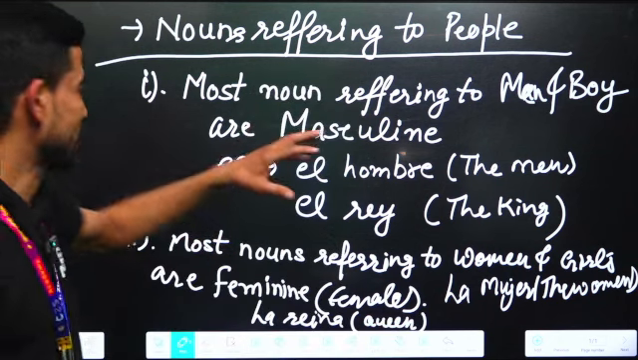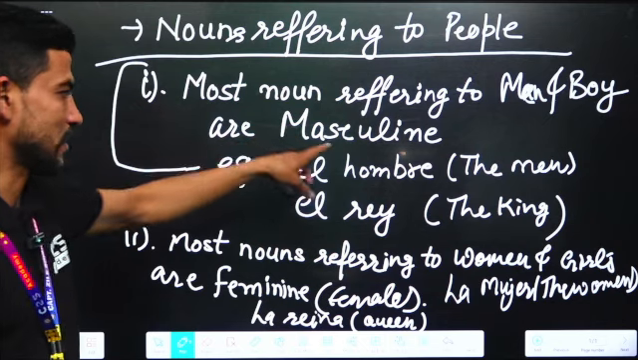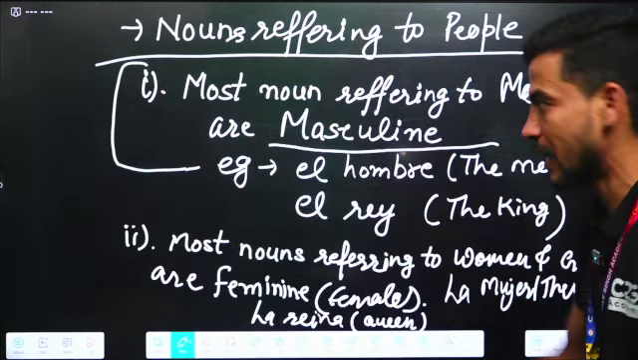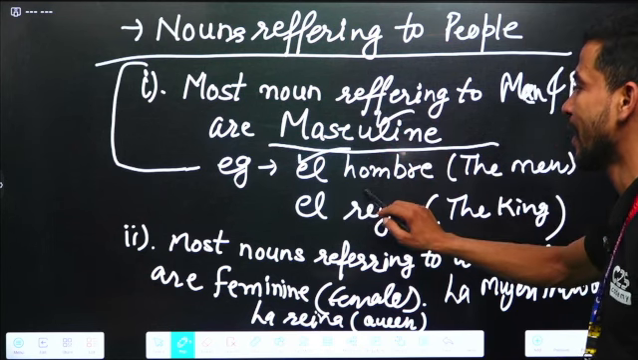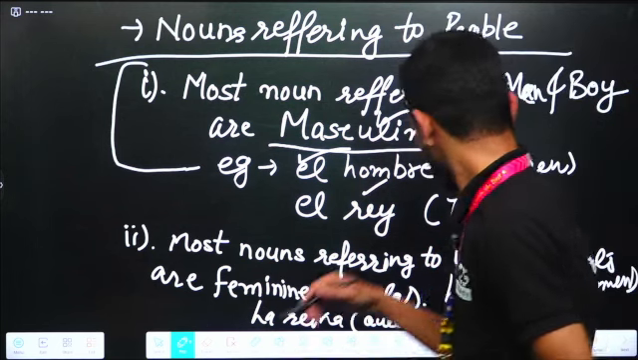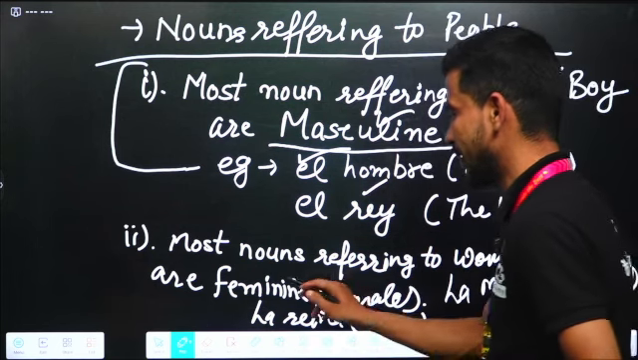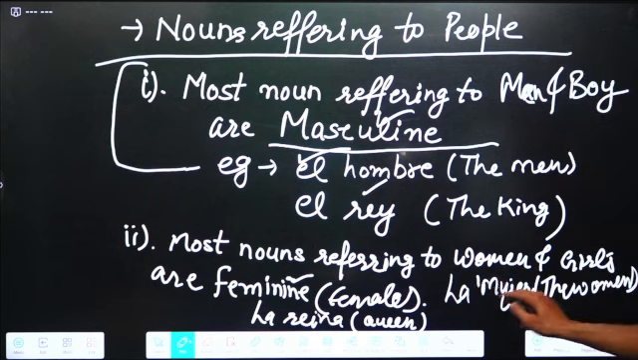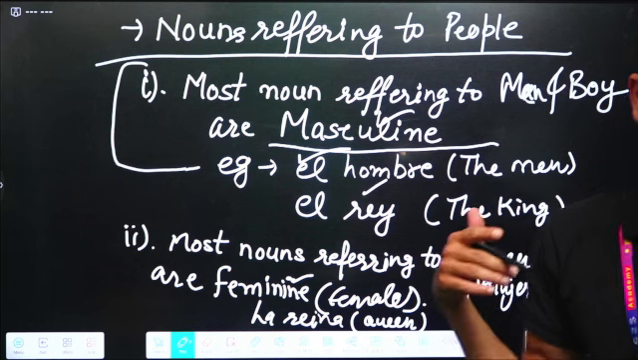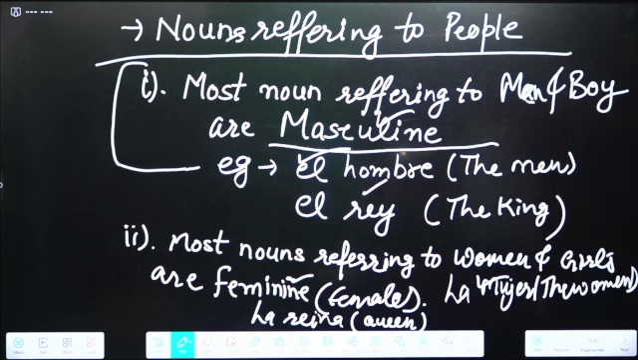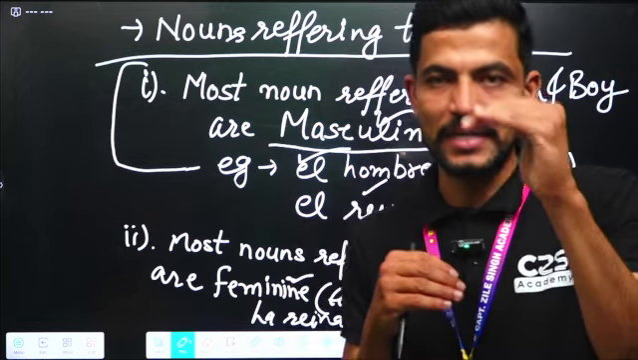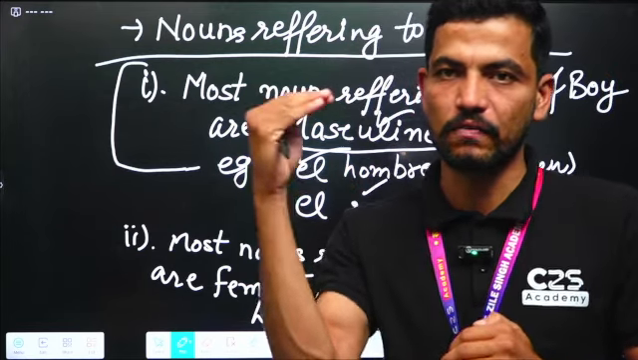So the basic thing is that we need to understand what is masculine and what is feminine. Nouns referring to men and boys are masculine, for example el hombre, el rey. Nouns referring to women are feminine, for example la mujer means the woman or la reina means the queen. So masculine means male and feminine means female.